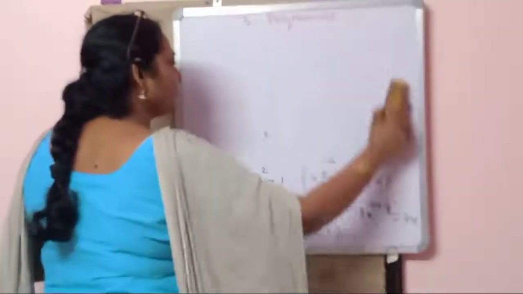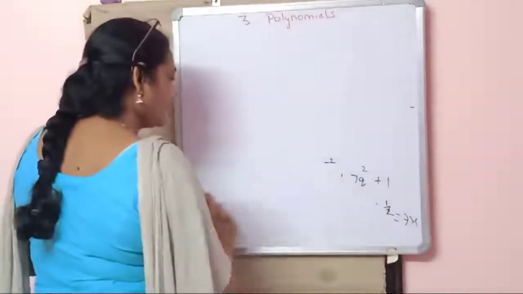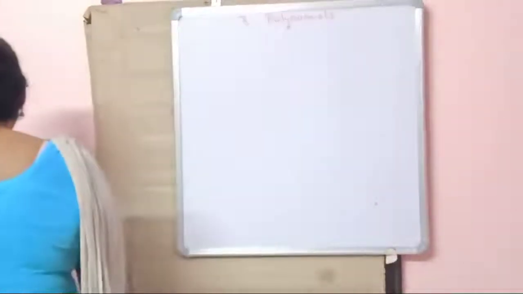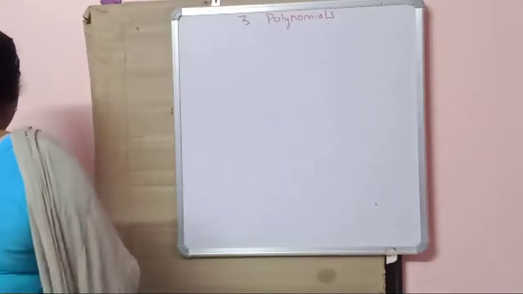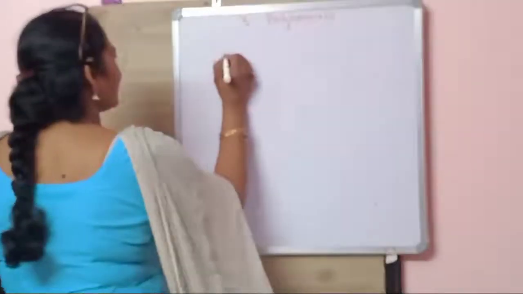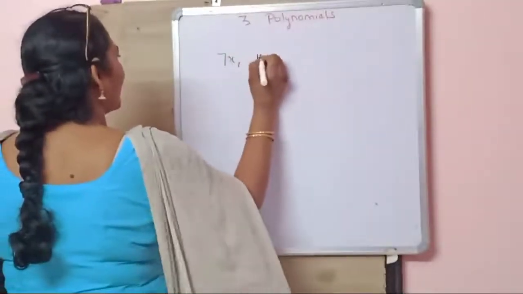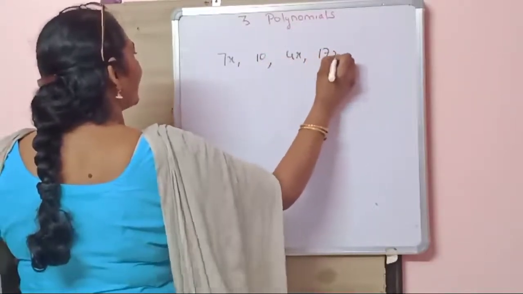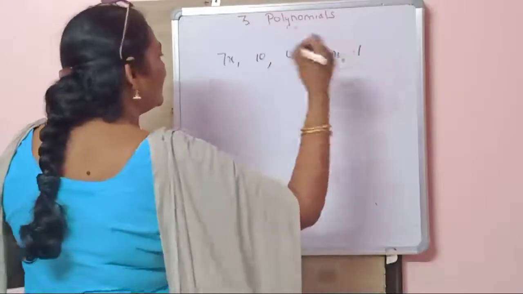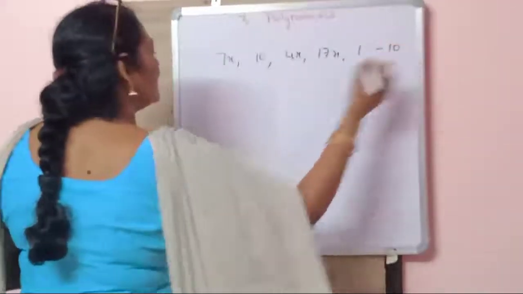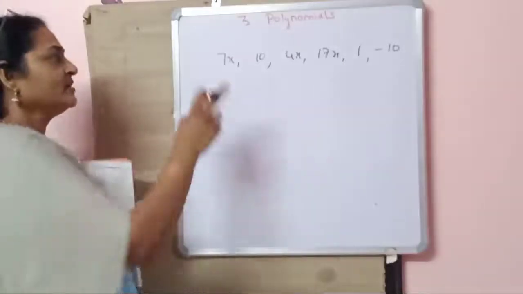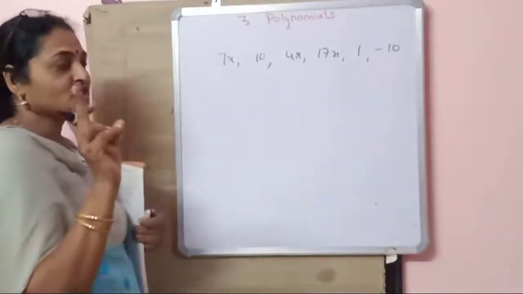Now, types of polynomials: monomial, binomial and trinomial. Okay, so suppose here we have 7x, 10, 4x, 17x, then 1, minus 10. Now all these are polynomials, but here with degree 0.